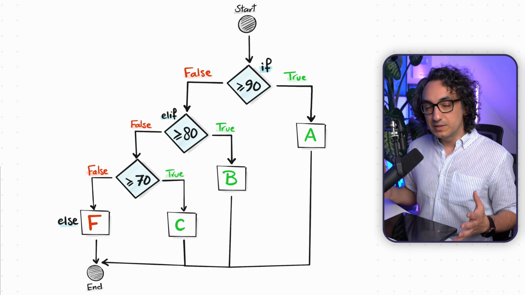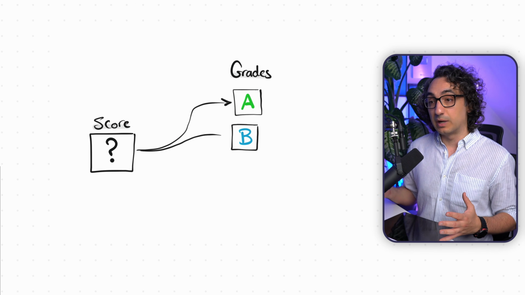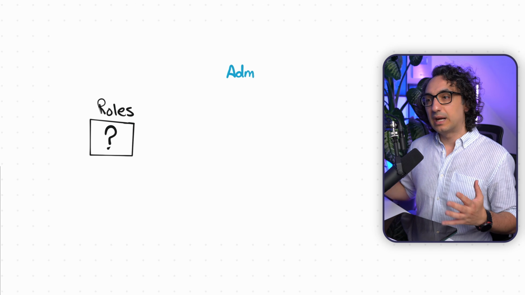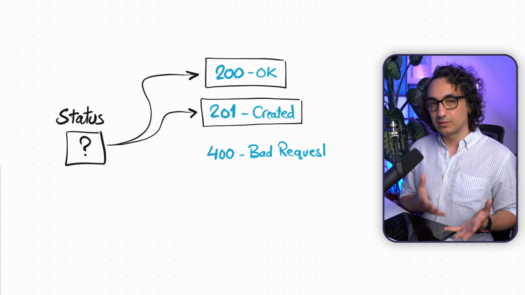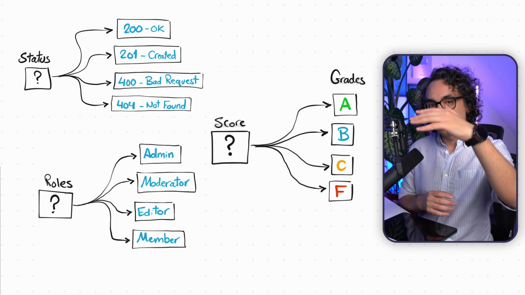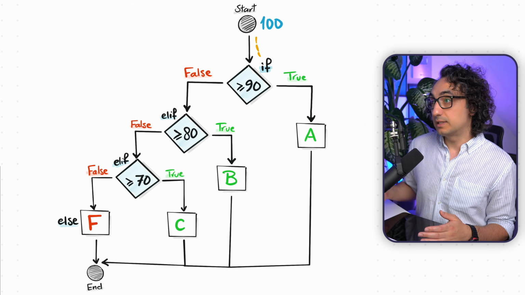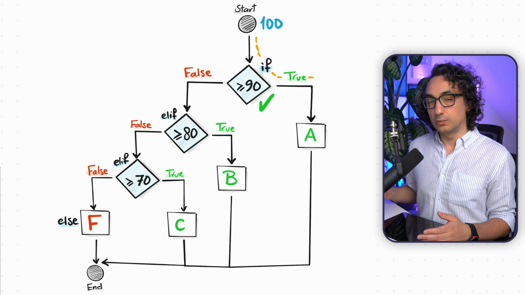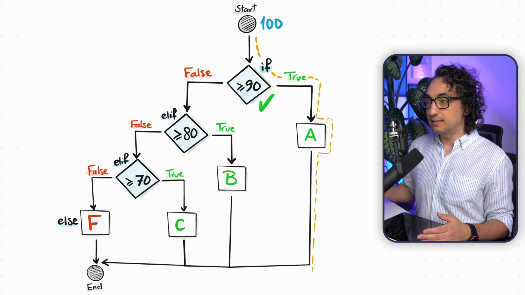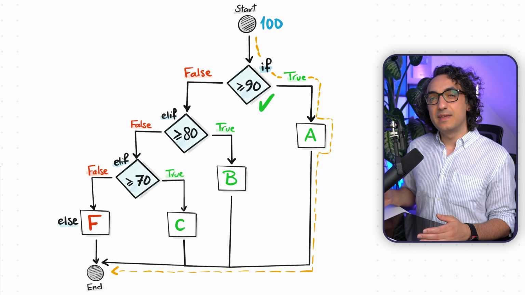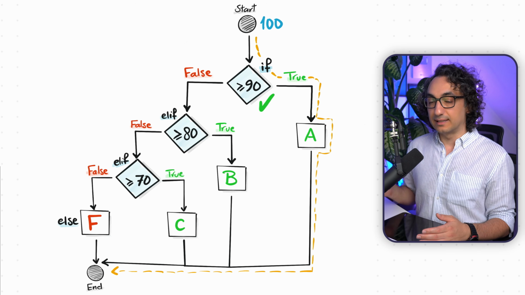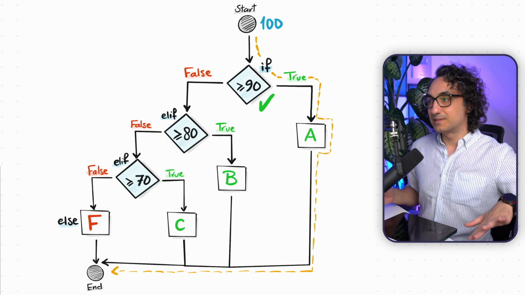This is really useful in many scenarios where, for example, we are building this grading system, or we are assigning roles to the users, or maybe we are working with status codes. There are many scenarios where we have to check different conditions using the else if. So for example, if the score is 100, the first condition is true. So with that, Python is going to go to the right side, assign the A, and then skip everything, jumping immediately to the end. All the questions on the left side are going to be ignored.